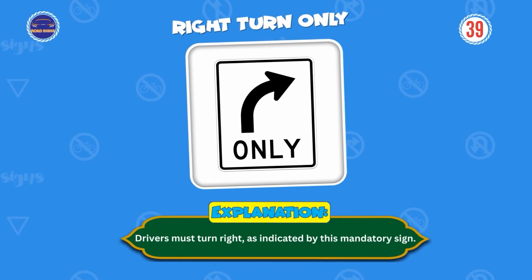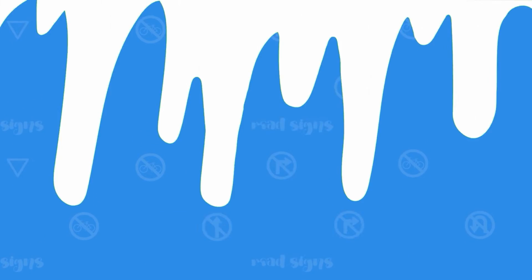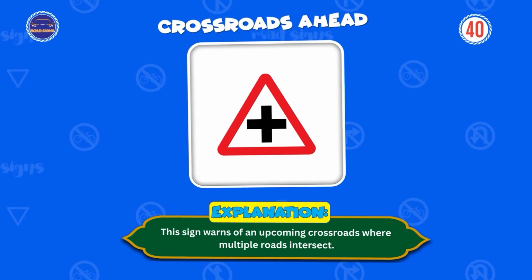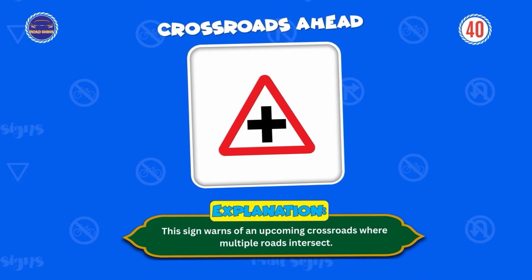This is the right turn only sign. It mandates that vehicles must turn right at this point. This is the crossroads ahead sign. It warns of an upcoming intersection where multiple roads meet.